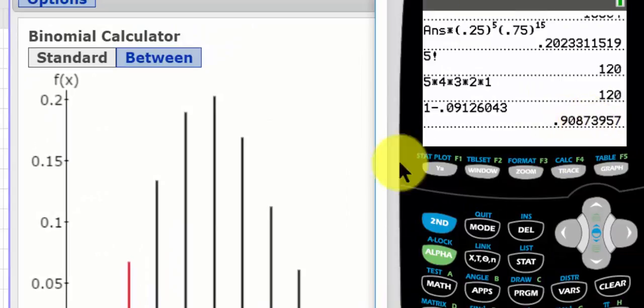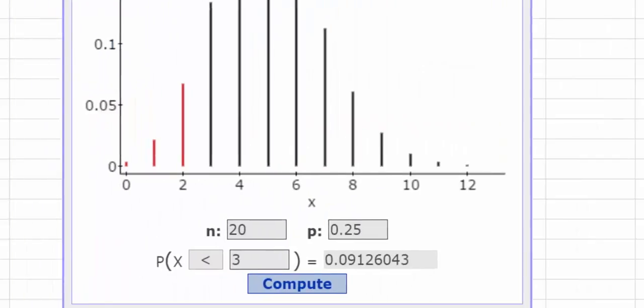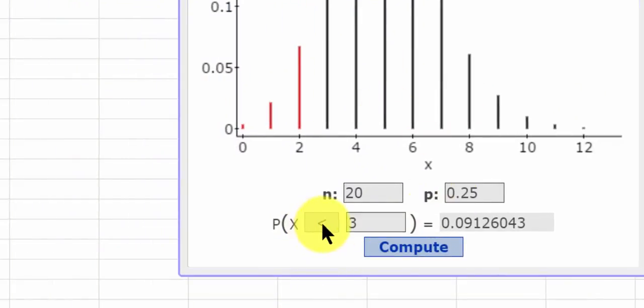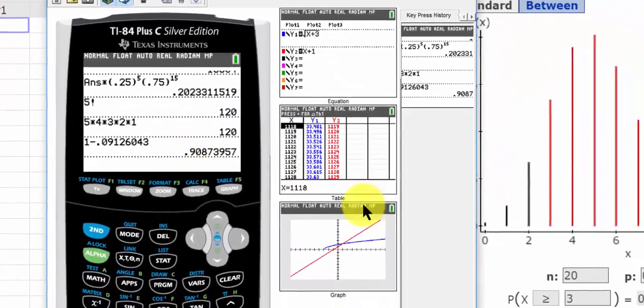And just to verify that, I'm going to put our calculator over here. If we change this to greater than or equal to 3, you see our result changes to 0.908, and that matches what we had in our calculator.